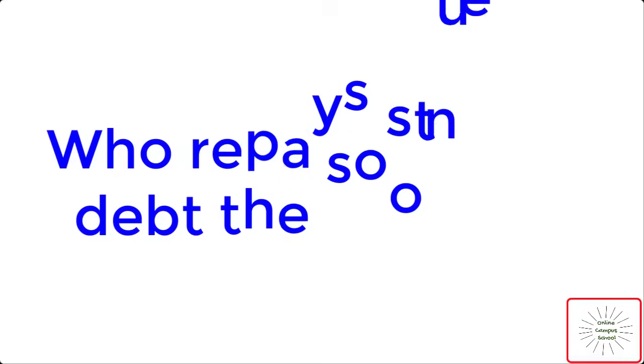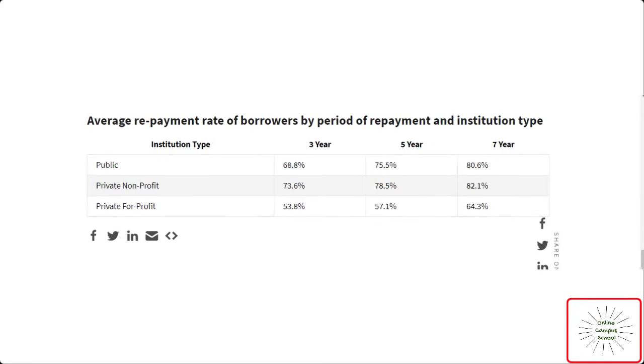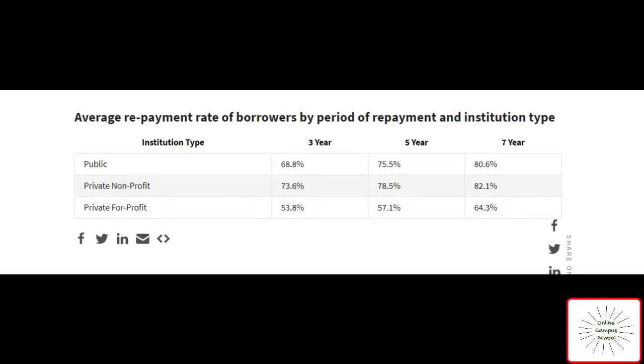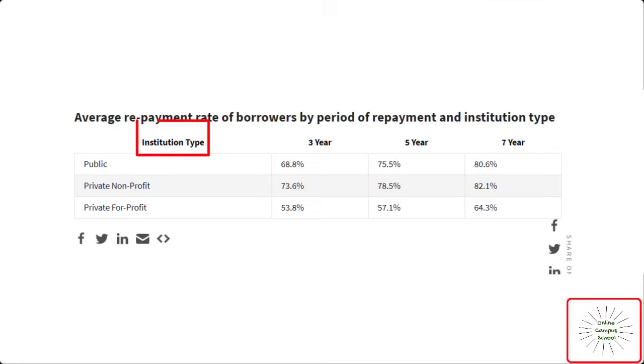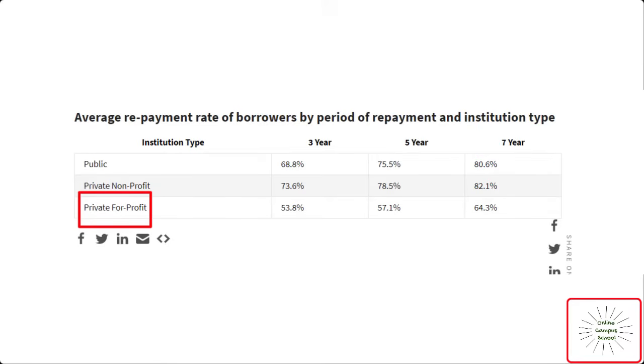And the next question is, who repays student debt the soonest? Here is a table of the average repayment rate of borrowers by period of repayment and institution type. The table consists of institution type: public for 3-year, 5-year and 7-year, private non-profit for 3, 5 and 7 years, and the last one is private for-profit for 3, 5 and 7 years.